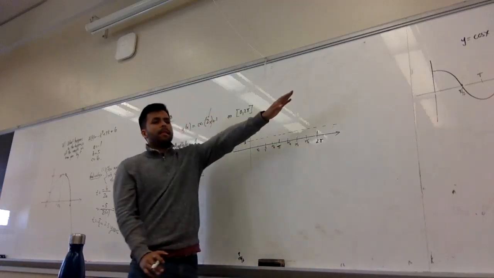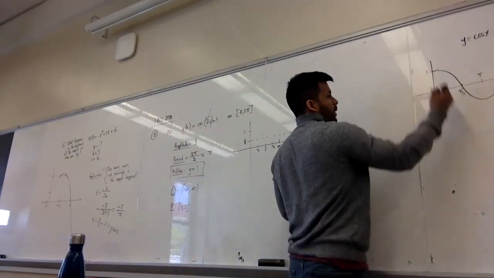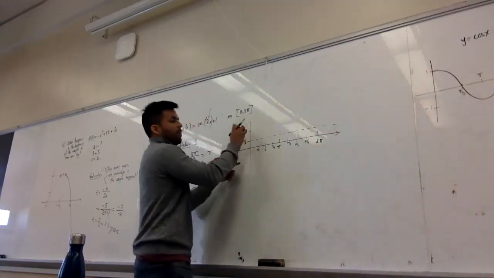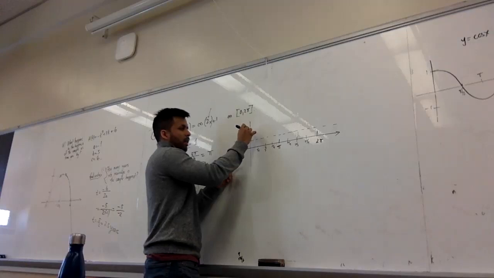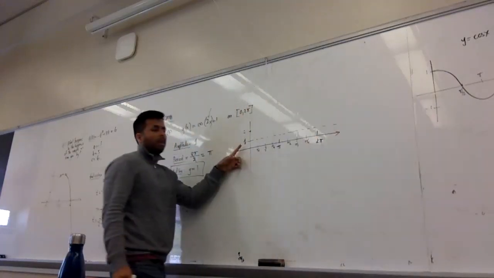Now I'm going to take this exact same cosine curve and just put it on here. But see, this cosine curve starts from 1 to -1, right? But this cosine curve goes from 2. And now my midline here is 0, but my midline here is 1.